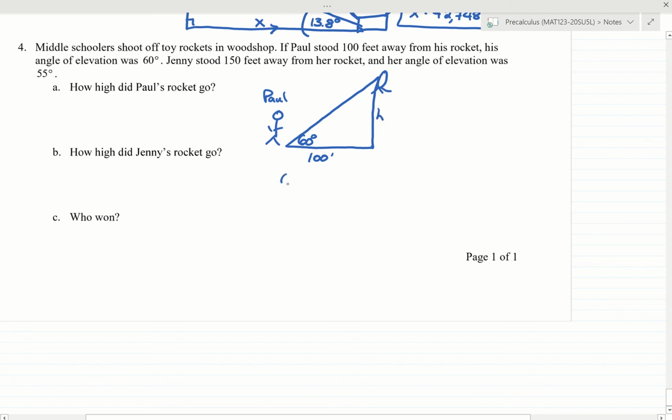Well, we're going to be using tangent. The tangent of 60 degrees here would equal the height over 100. If we cross multiply, we get the height is equal to 100 times the tangent of 60, and the height would be 173.2 feet.